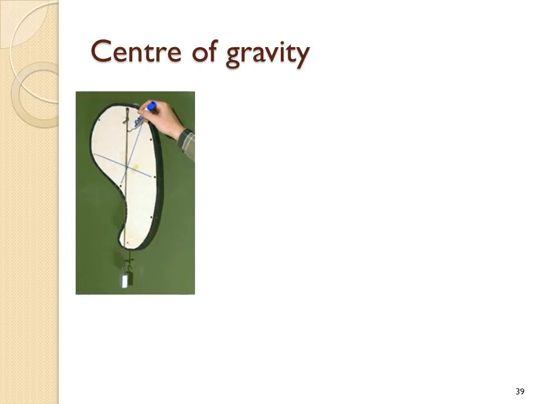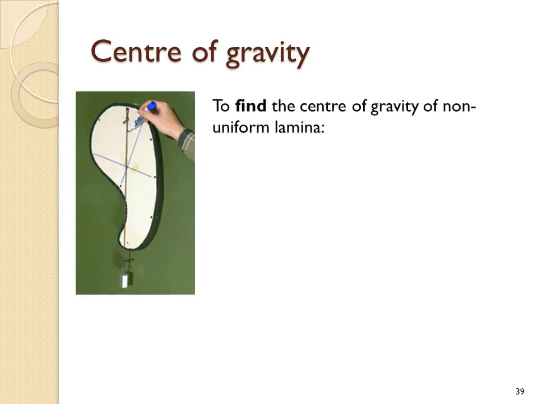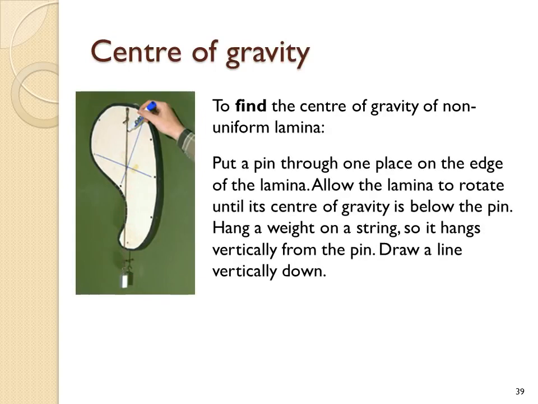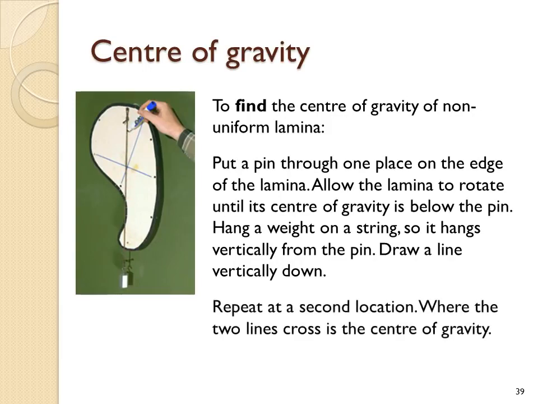To find the centre of mass or centre of gravity of a uniform shape or laminar, you'd suspend it from one point, and you'd hang a weight on a piece of string to show you which direction is vertically down. This line shows you that the centre of mass will be vertically below the pivot point, so it must be somewhere along this line. If you repeat at a second location, as you can see on here, the point where these lines cross will be the centre of mass of that laminar.